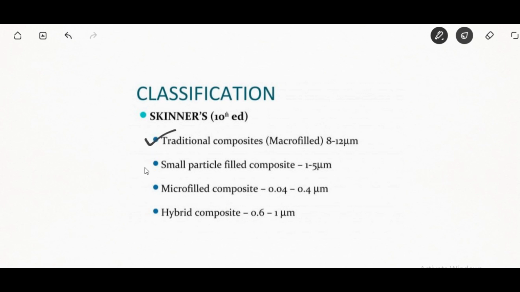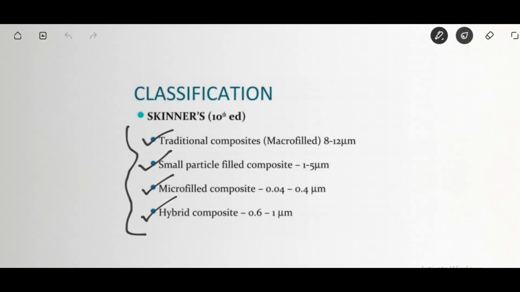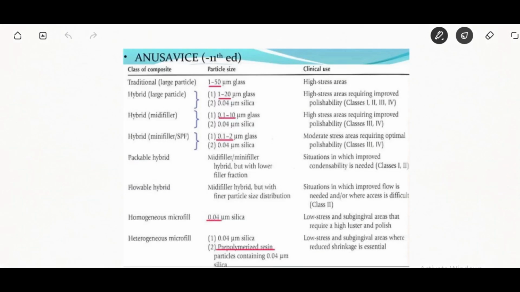According to Skinner's, the composite can be either traditional composite that is macrofilled with size 8 to 12 micrometer, the small particle filled composite with size 1 to 5 micrometer, and the microfilled composite with size 0.04 to 0.4 micrometers. The hybrid composite with size 0.6 to 1 micrometer. According to Bayne, the composite can be classified according to the particle size and their clinical use.